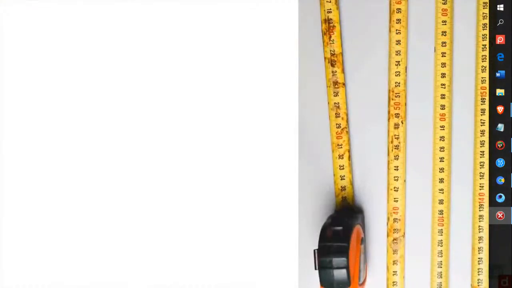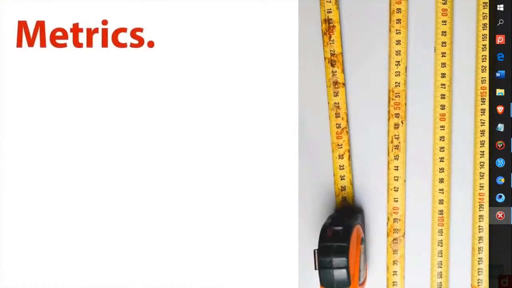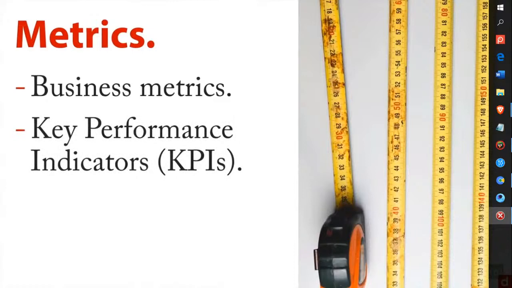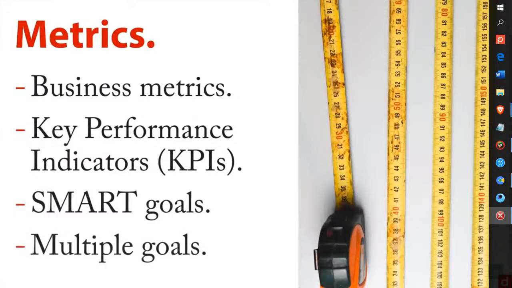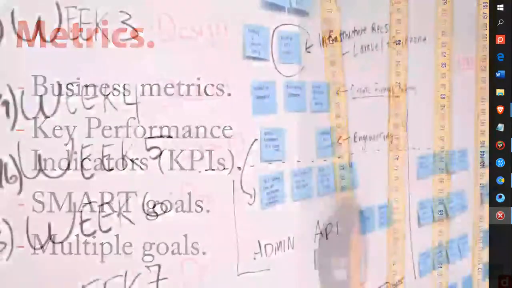Next are specific metrics or ways of measuring. Now, again, there are a few different categories here. There are business metrics, there are key performance indicators or KPIs, there are SMART goals, that's an acronym, and there's also the issue of having multiple goals. I'll talk about each of those for just a second now.